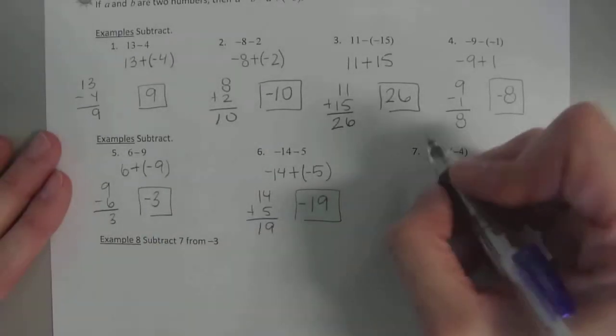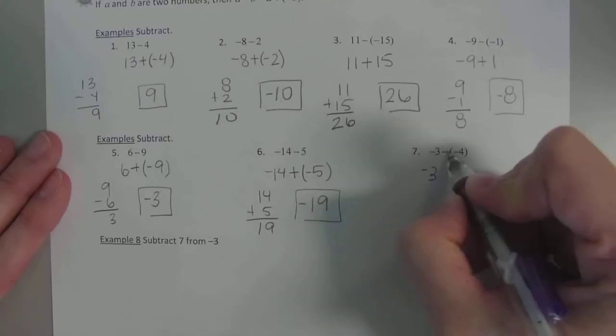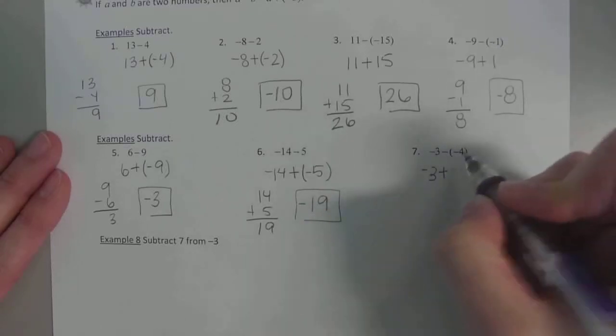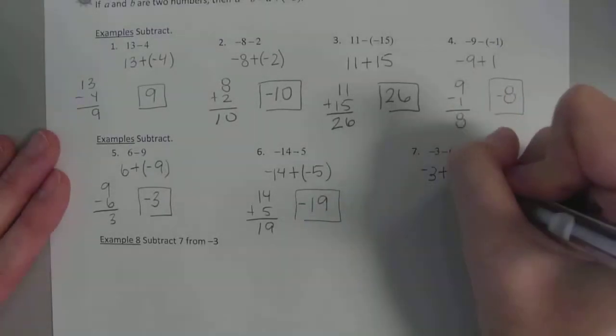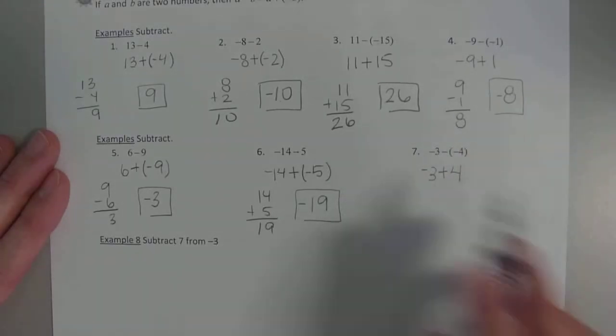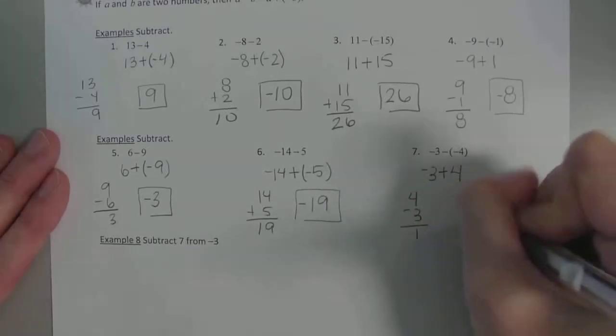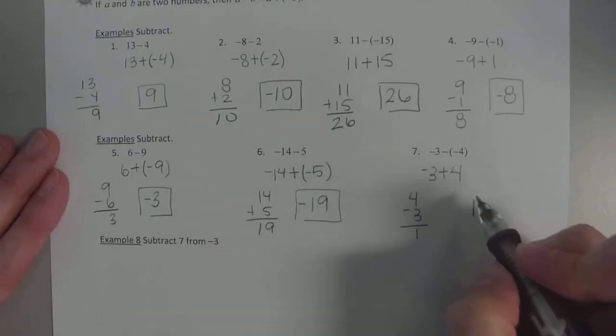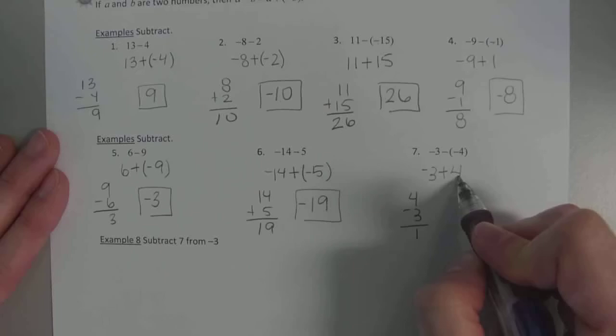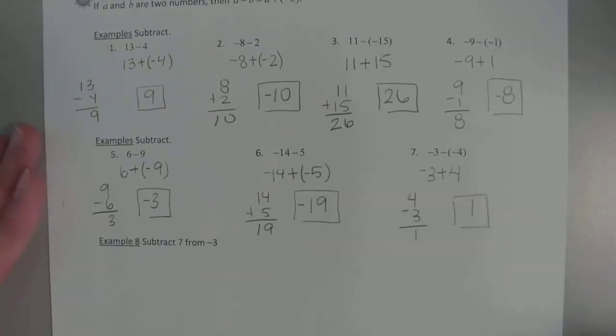7. The front number stays the same, negative 3. The subtraction changes to add the opposite. So what's the opposite of negative 4? Positive 4. When you have opposite signs, you subtract. 4 minus 3 is 1. Is it going to be positive or negative? Positive, because the 4 is the bigger and it's positive. Whew, okay? $3 in debt, and you take away $4 of debt. You've taken away your $3 in debt and actually gained $1. So you're at positive 1.